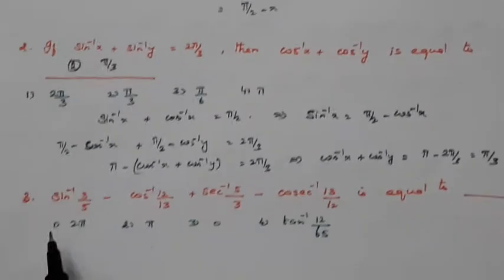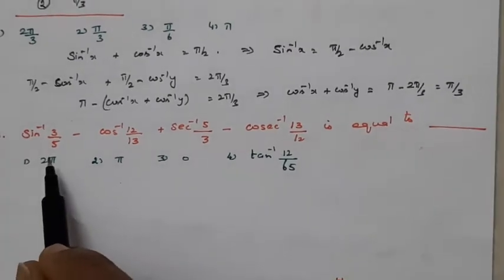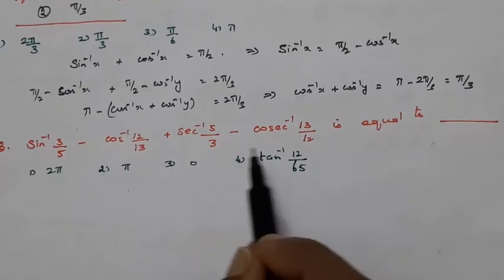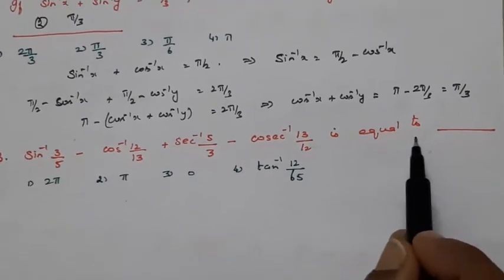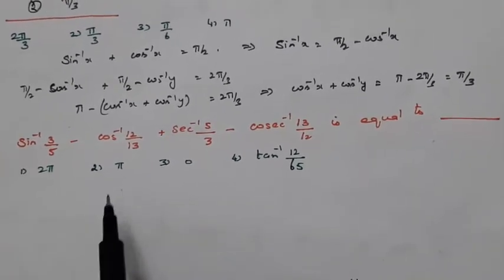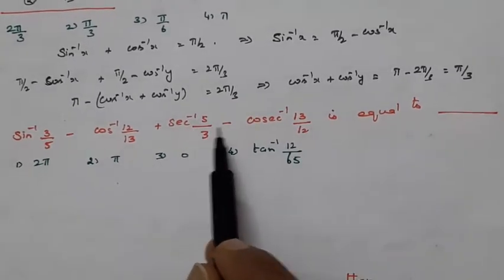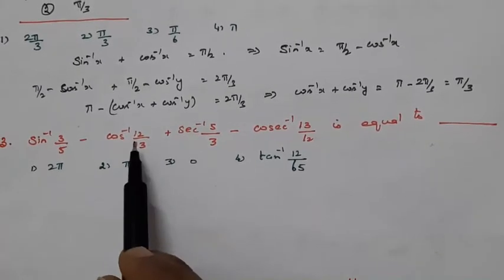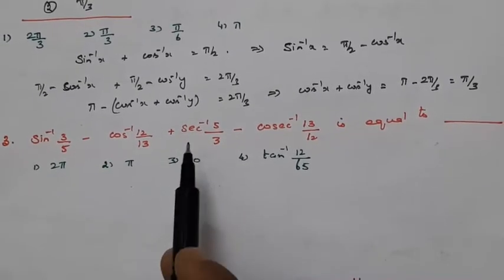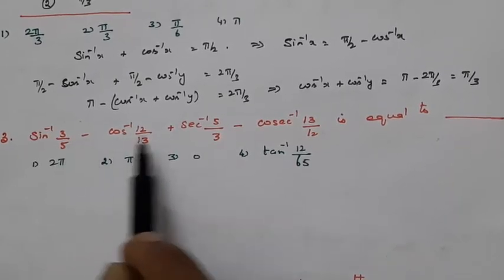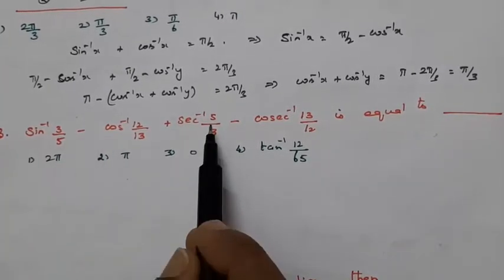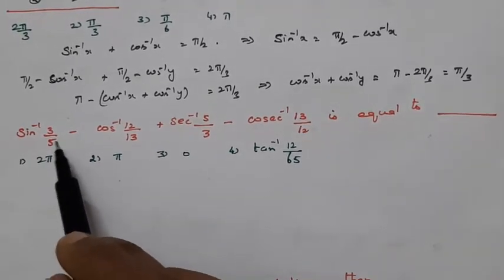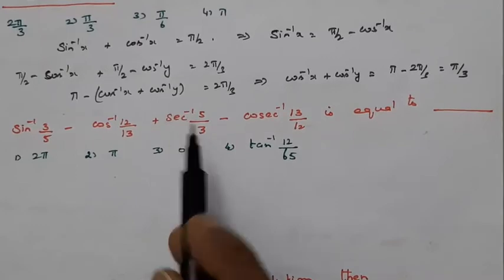Then the third one: sine inverse of 3 by 5 minus cos inverse of 12 by 13 plus secant inverse of 5 by 3 minus cosecant inverse of 13 by 12 is equal to, and options are given. First of all, let us change secant inverse and cosecant inverse to sine and cos, and check whether we can apply the identity. Moreover, in sine inverse 3 by 5 and secant inverse 5 by 3, the same numbers appear. By constructing a right triangle, we can apply the Pythagorean triple 3, 4, 5. So, let us convert this.